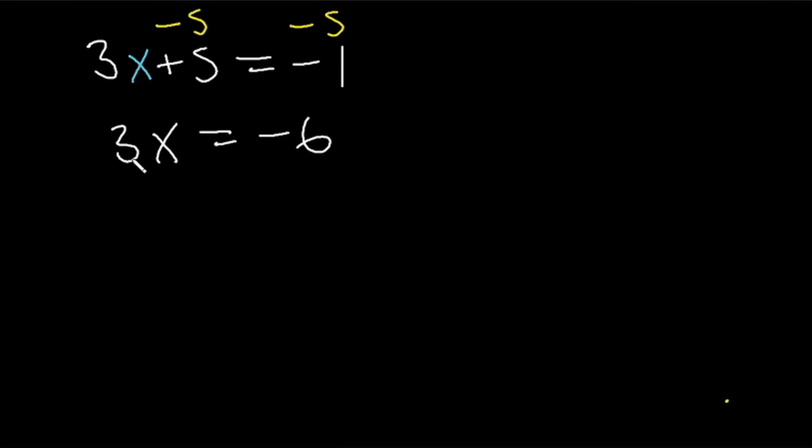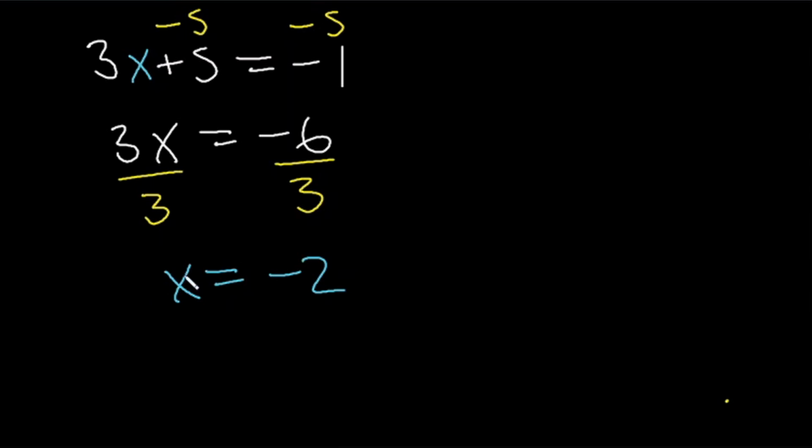Now we need to get rid of this 3. Well, it's this 3 multiplied by x. So if we're multiplying by a 3, we can get rid of it by dividing by a 3. So divide by 3 on both sides, and we would get x is equal to negative 2.